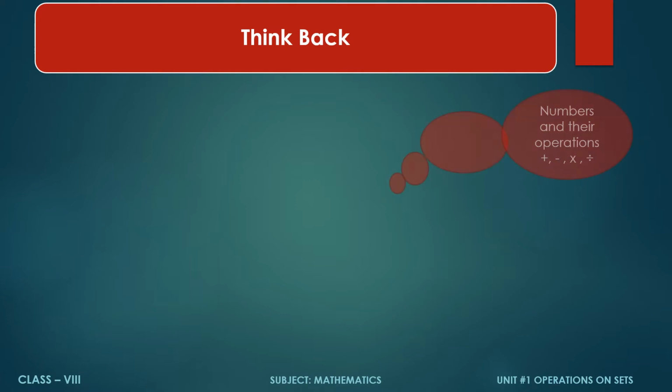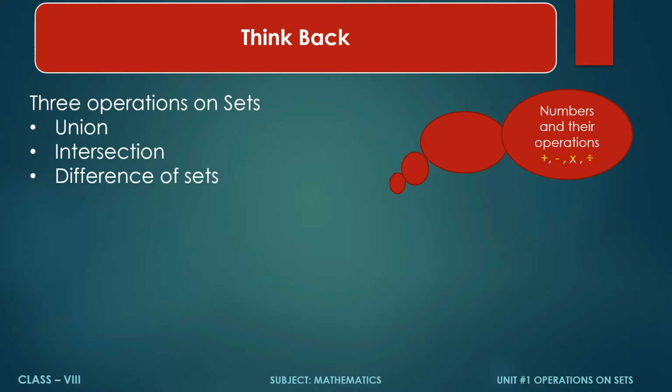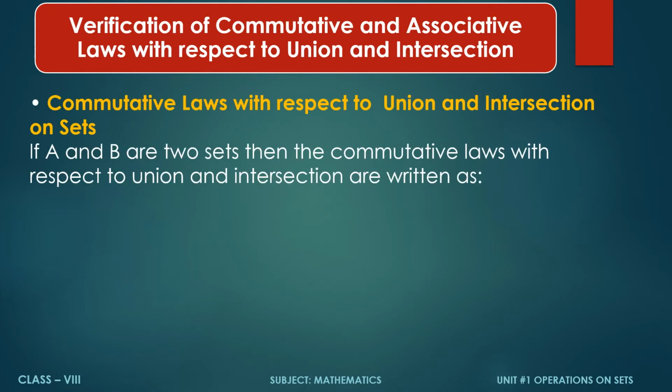Think back, students. We know about numbers and their arithmetic operations. They are addition, minus, multiplication and division. Similarly, in sets there are three operations: union, intersection and difference of sets. Today's topic is verification of commutative and associative laws with respect to union and intersection.